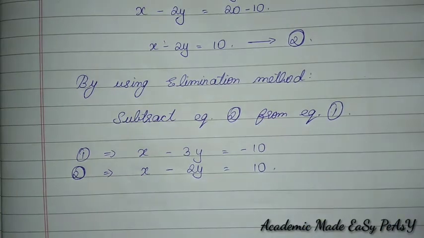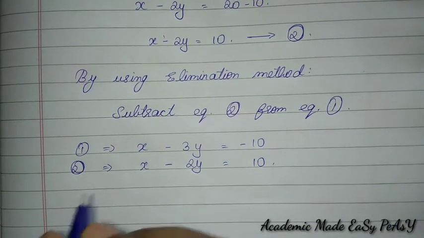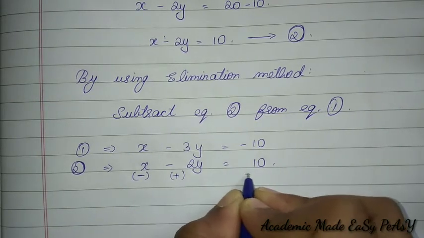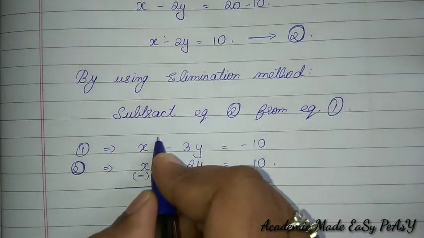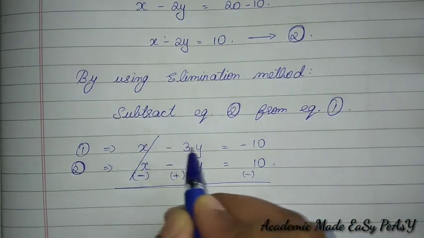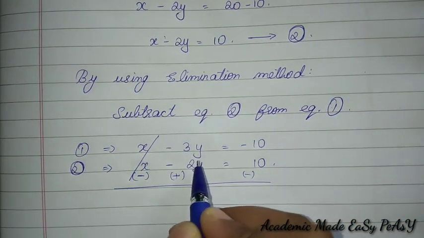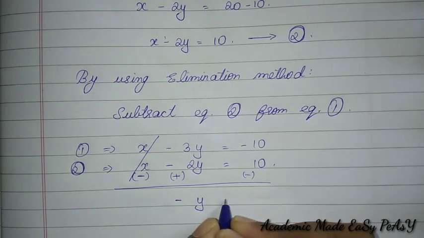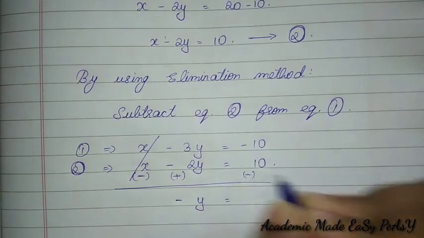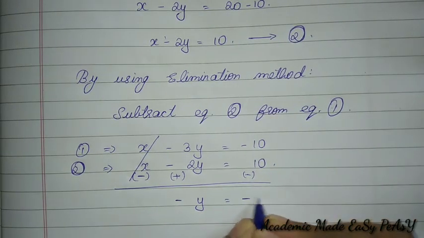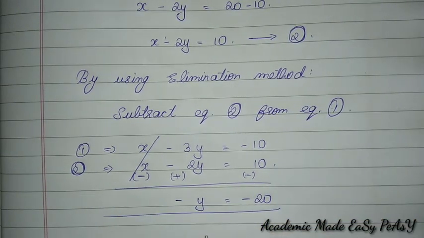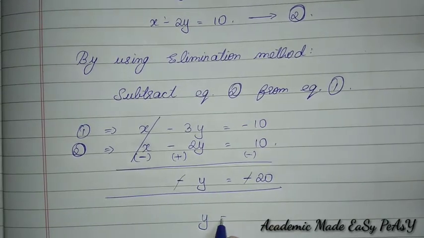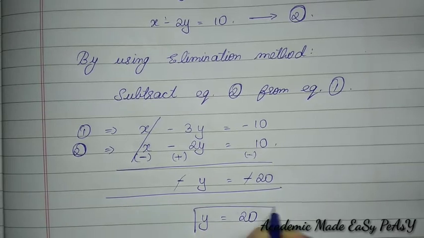So now I will be subtracting. In order to subtract, what should I do? I should change the sign. So minus will become plus, plus will become minus. So I will be cancelling this part. So minus 3y plus 2y will become minus y is equal to, here it is minus 20. So minus and minus will get cancelled. So y is equal to 20.